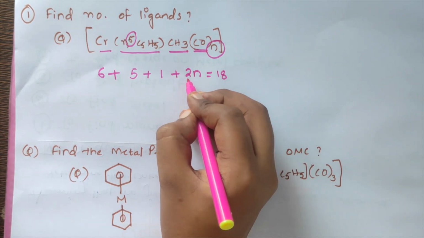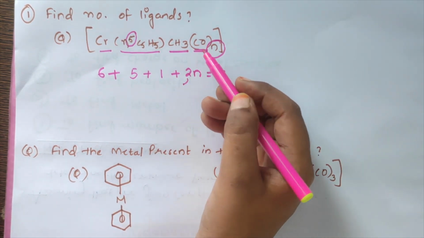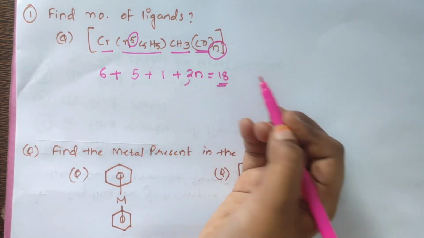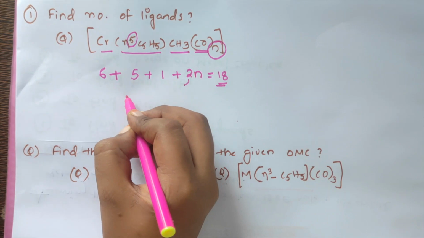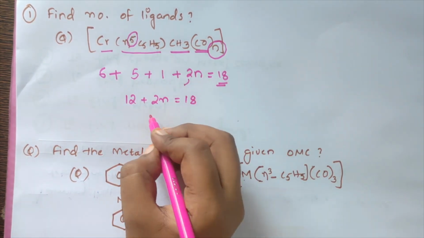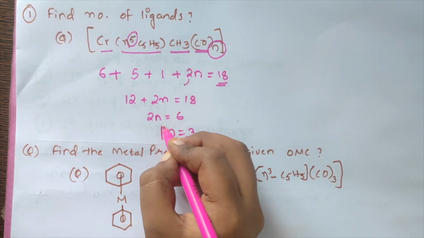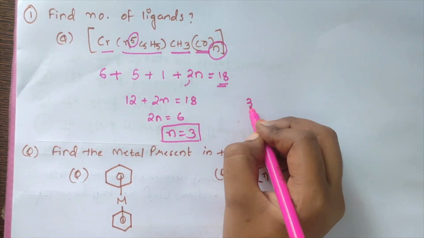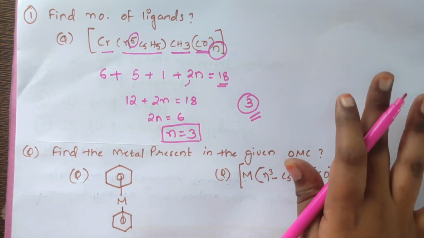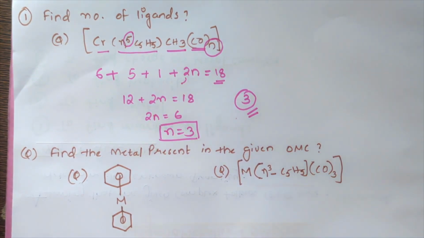So each carbonyl will be donating 2 electrons, and let's assume that the number of carbonyl ligands is n. Then 12 plus 2n is equal to 18, so 2n is equal to 6 and n is equal to 3. So there are a total of 3 carbonyl ligands in the given complex. This is the way to find the number of ligands or any unknown quantity.